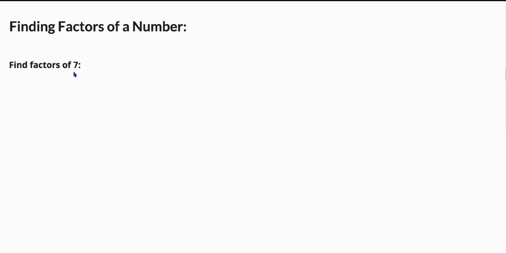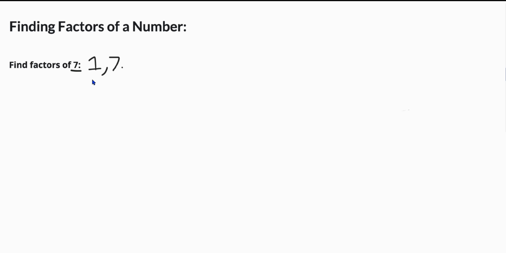Okay, let's see. Trying to find the factors of 7. Obviously, 1 is going to be 100%. Now, 2 can't go into 7. 2, 4, 6, 8. That can't work. 3 can't go into 7. 3, 6, 9. 4 can't go into 7. 4, 8, 12. 5 can't go into 7, and so on. 6 can't go into 7, and so 7 can go into 7. And that's it. Only 2 numbers can go into 7. That's pretty much it. Very simple.